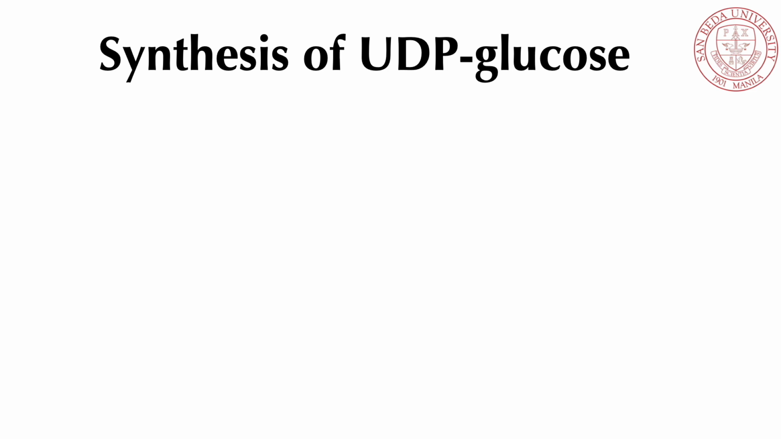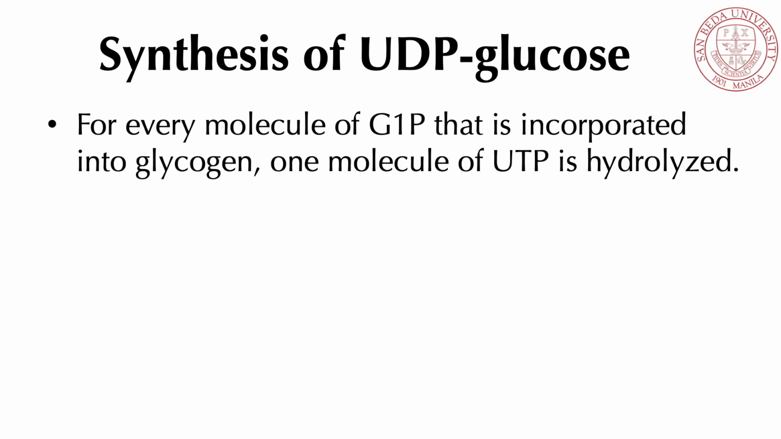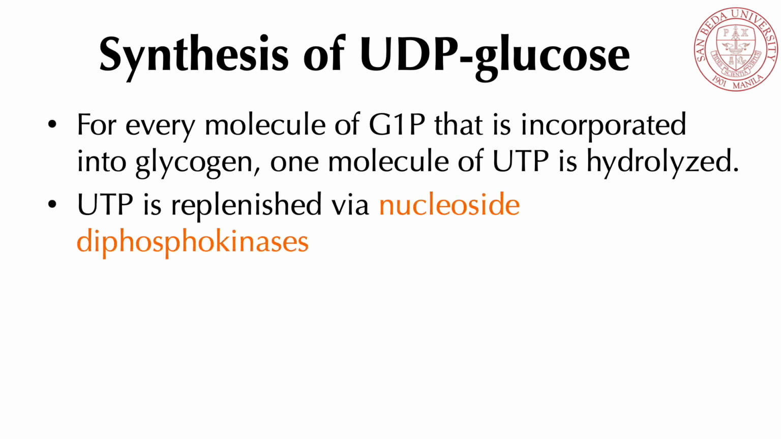Now, glycogen synthase utilizes the energy released by the cleavage of UDP glucose to UDP and glucose, which is an exergonic reaction, to form the glycosidic bond, which is an endergonic reaction. Thus, for every molecule of glucose 1-phosphate that is incorporated into glycogen, one molecule of UTP is hydrolyzed. UTP is then replenished via nucleoside diphosphokinase.